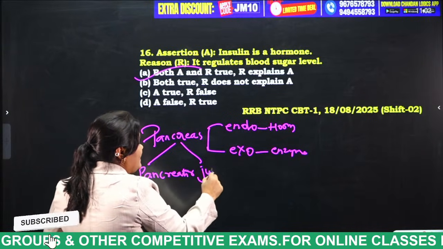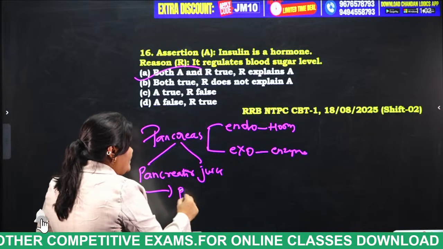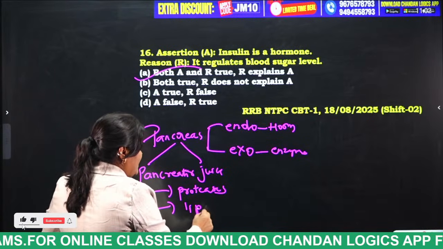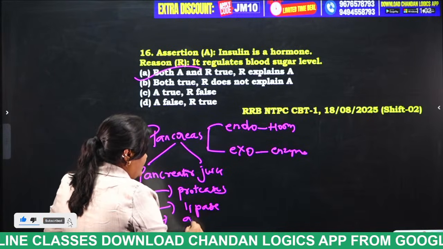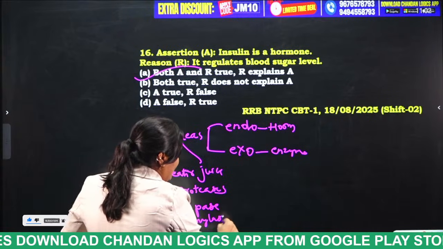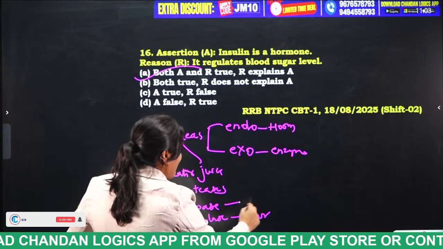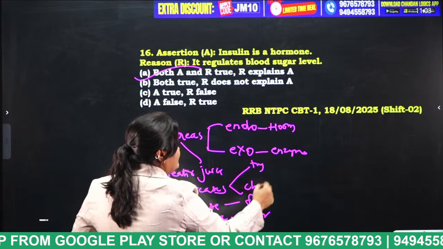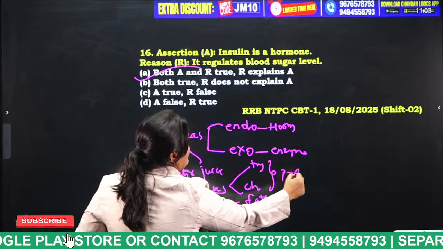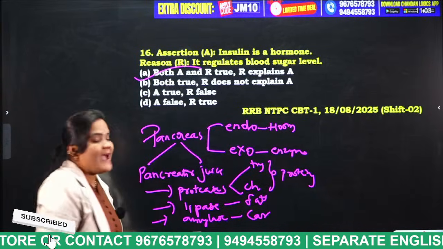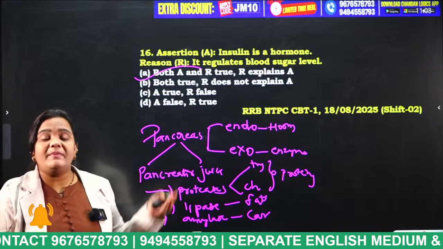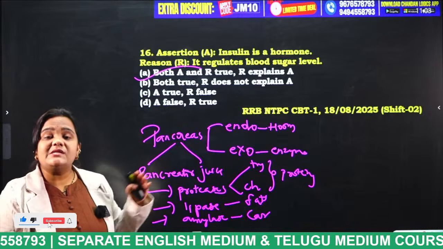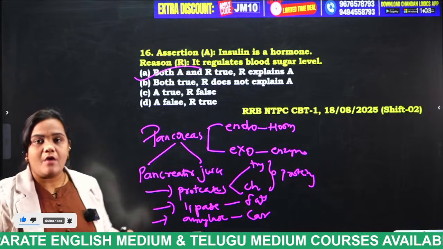This pancreatic juice has enzymes like proteases, lipase, and amylase. Amylase will digest carbohydrates, lipase will digest fats, and proteases, consisting of trypsin and chymotrypsin, will digest proteins. So here is the story of this pancreas. Insulin is secreted by the pancreas, and it regulates the blood sugar levels of the human body.